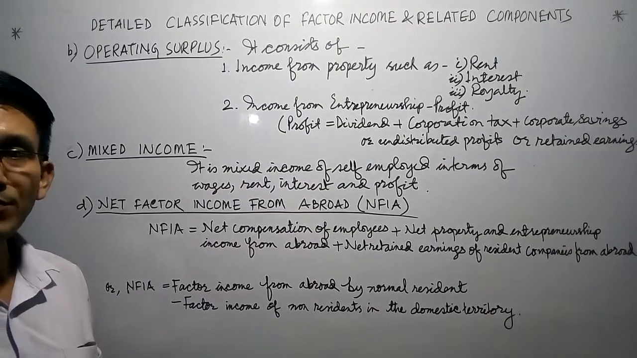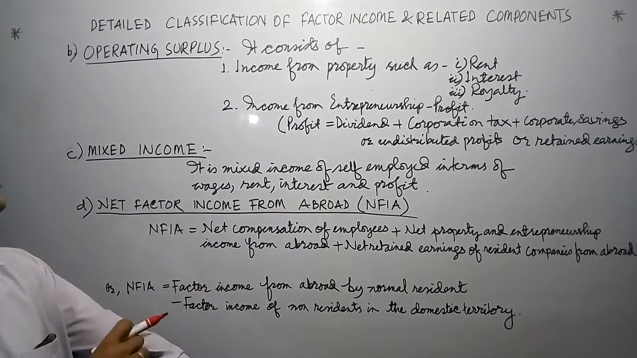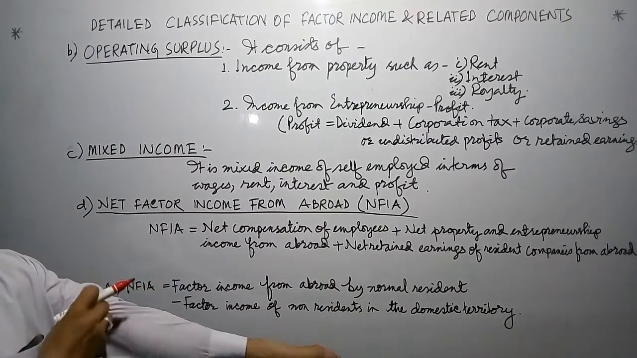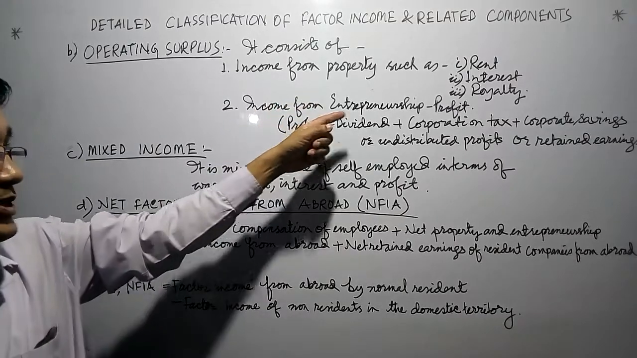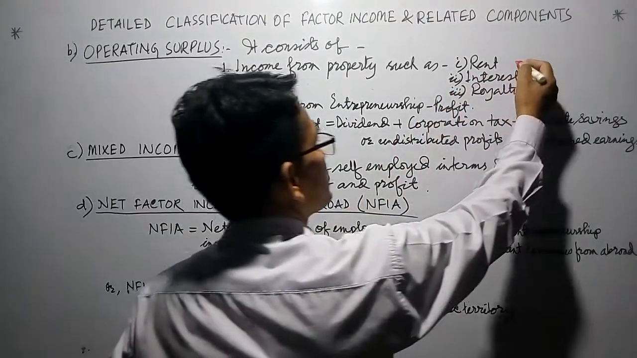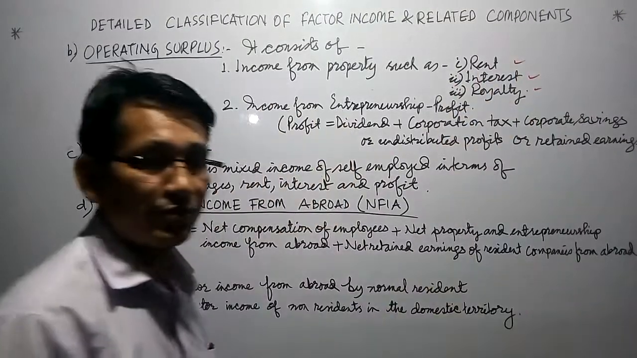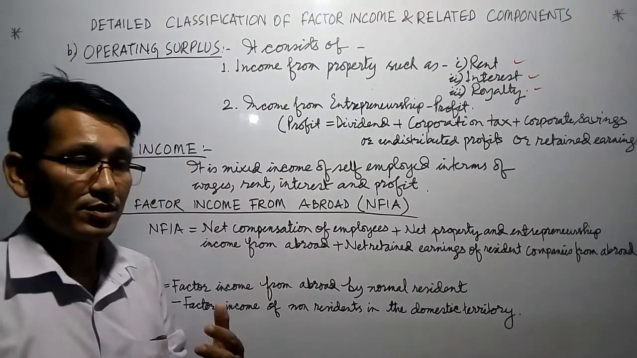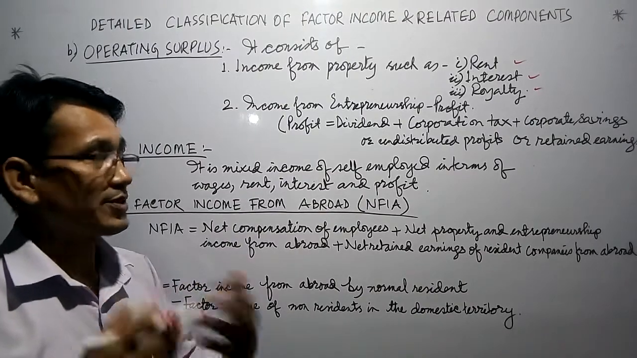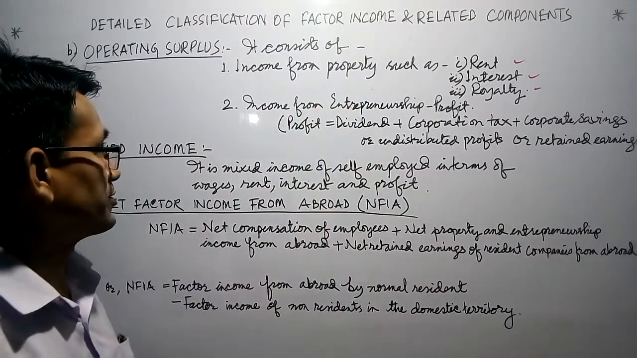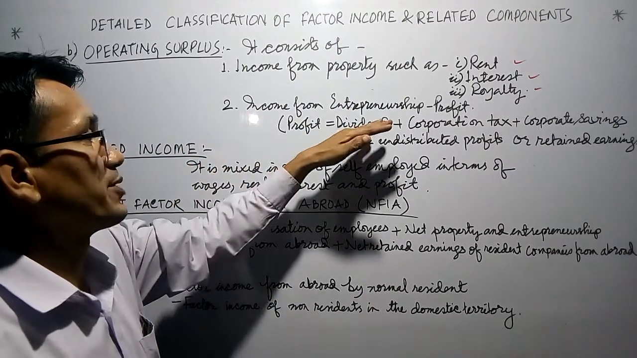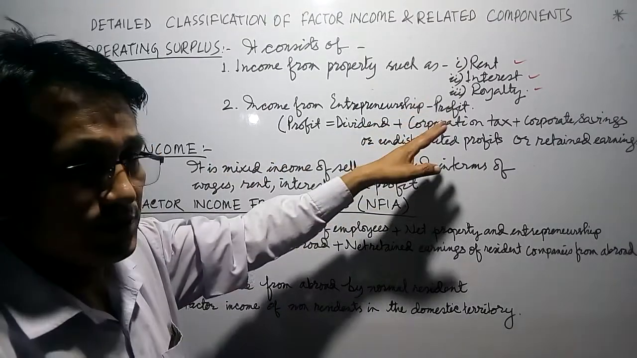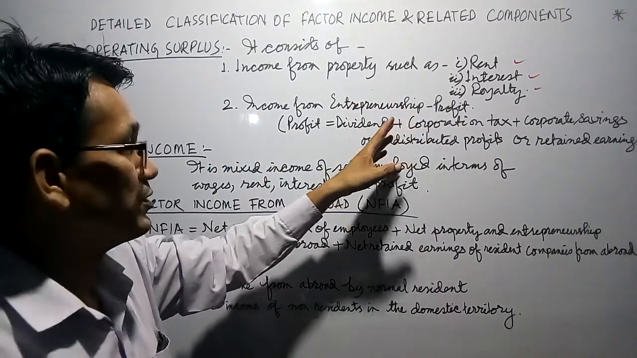The next component of the factor income, after compensation of employees, is operating surplus. It consists of, number one, income from property such as rent, interest and royalty, earned not by working but from one's wealth. Number two, in the operating surplus, we have income from entrepreneurship, that is nothing but profit. The entrepreneur will get profit for his management.